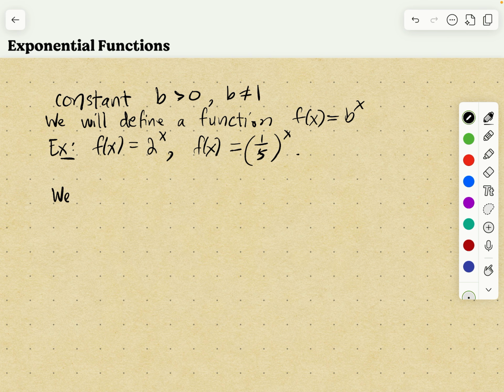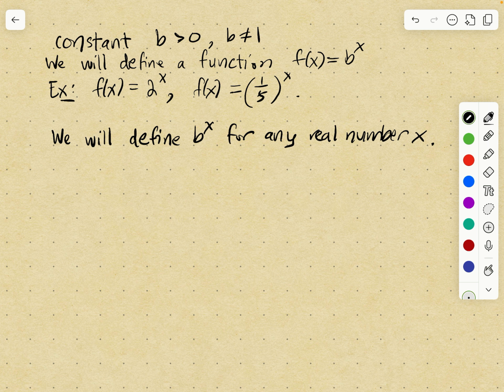So we will define what b to the x is for any real number x. And to do that, we have to proceed in several steps. So the first step is to define it when x is a positive integer.